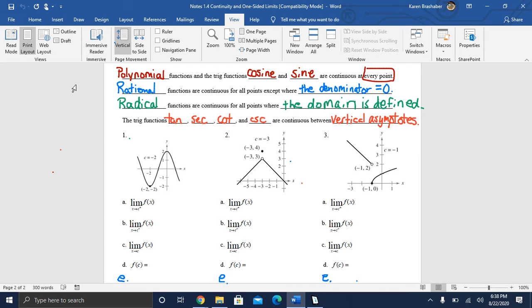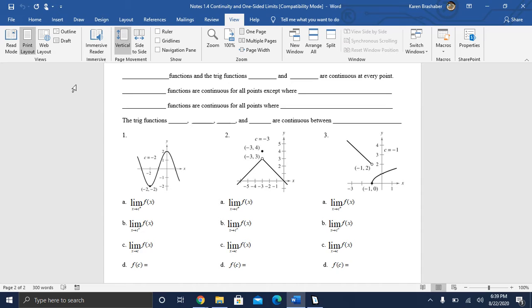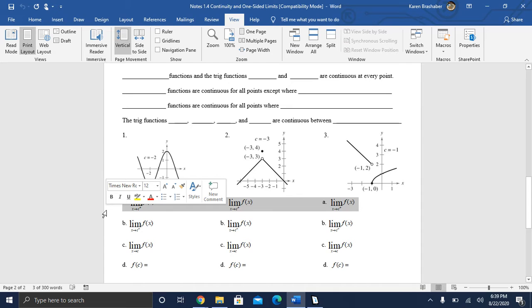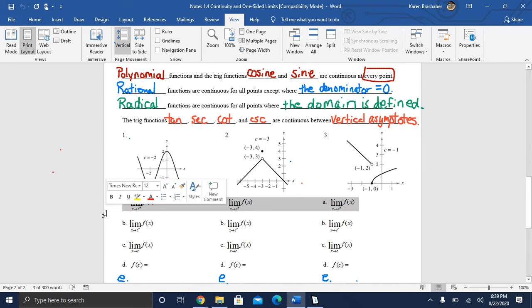Rational functions, those would be your fraction functions. Those are continuous for all points except where the denominator is equal to 0. So you have to be aware of what a question is asking. If a question is asking about whether a function is continuous at a point where the denominator does not equal 0, then it is continuous. You just have to pay attention to what x value is being considered.